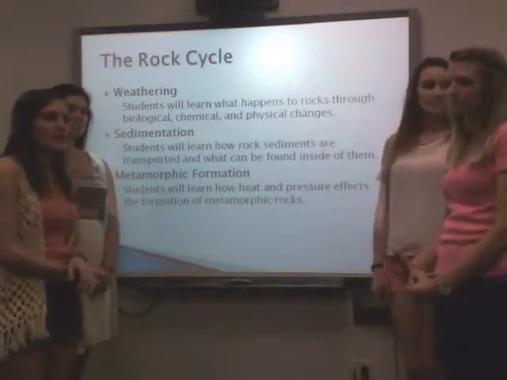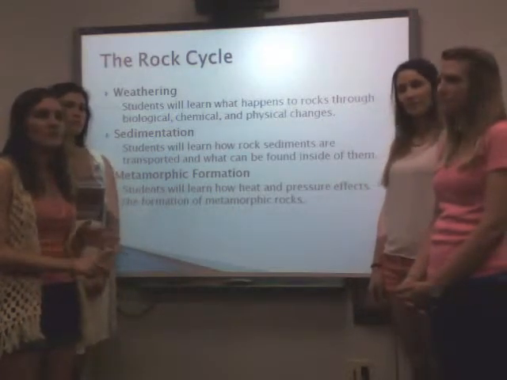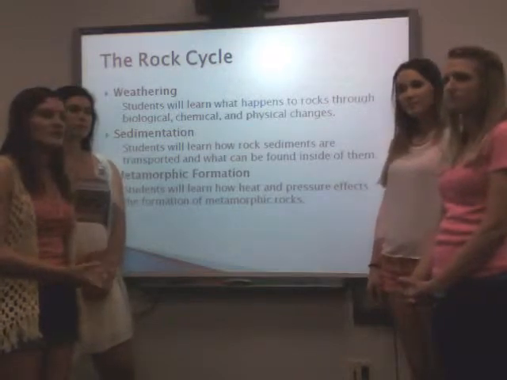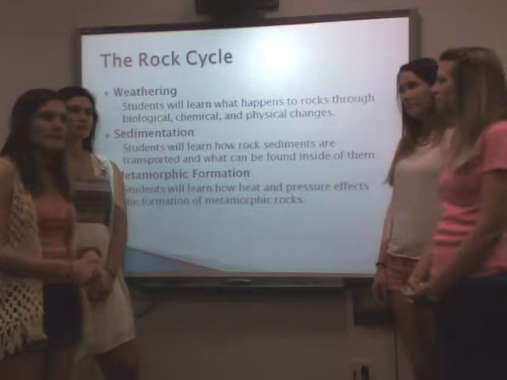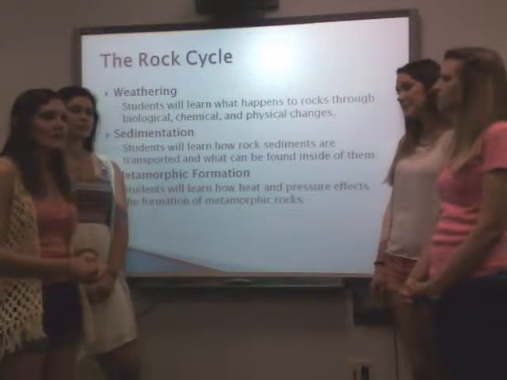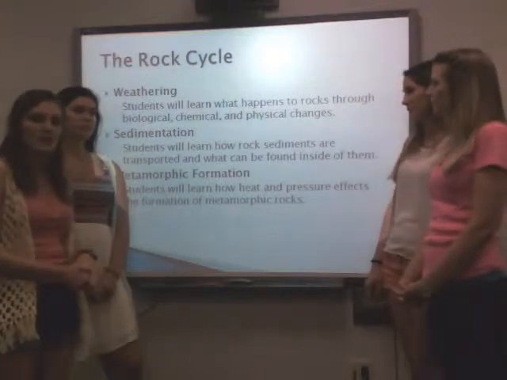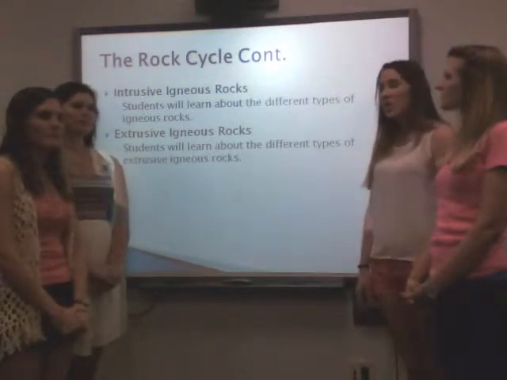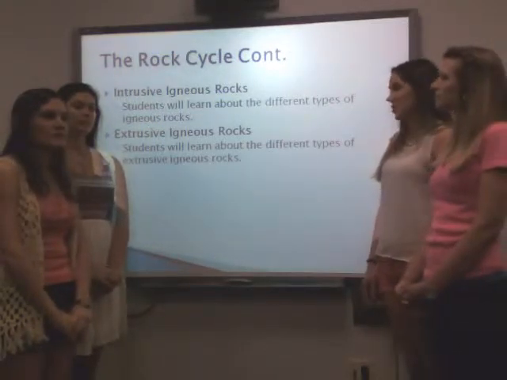The first one is weathering, and our students will be able to learn what happens to rocks through biological, chemical, and physical changes. Sedimentation, our students will learn how sediments are transported and what can be found inside of these sediments. And metamorphic formation, where our students will learn how heat and pressure affect the formation of metamorphic rocks. The students will also be learning about intrusive igneous rocks as well as extrusive igneous rocks.